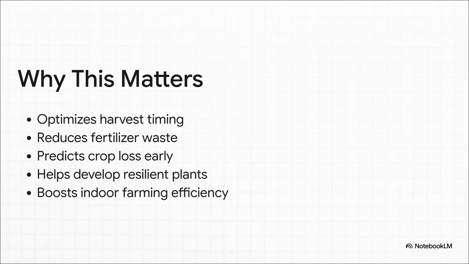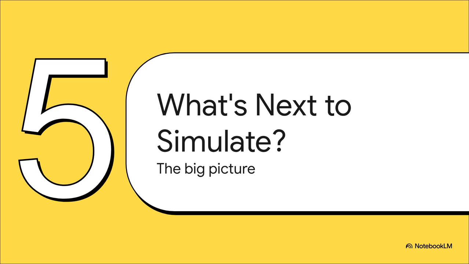So when you put it all together, the real-world applications are just massive. With code like this, farmers can perfect their harvest timing, cut way back on fertilizer waste, and even predict crop loss before they can even see it with their own eyes. This helps us breed stronger plants and makes things like vertical farming way more efficient. This ability to predict and even manage a plant's entire life cycle, it's incredible, but it's really just the tip of the iceberg.